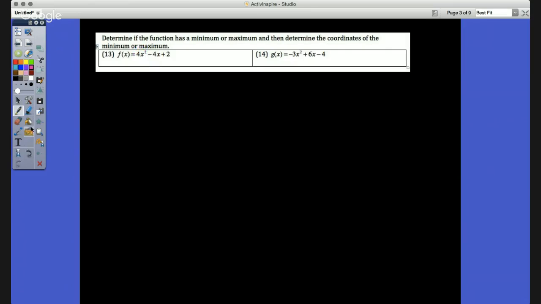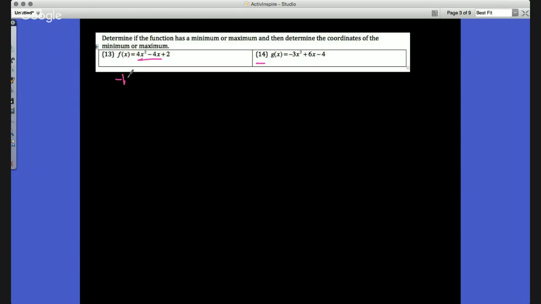Okay? All right, perfect. So in order to find my vertex in either of these problems, let's do 14. We're going to do negative b over 2a. Now, once I do negative b over 2a, b is obviously the 6. So we have negative 6 over 2 times a, which is negative 3.